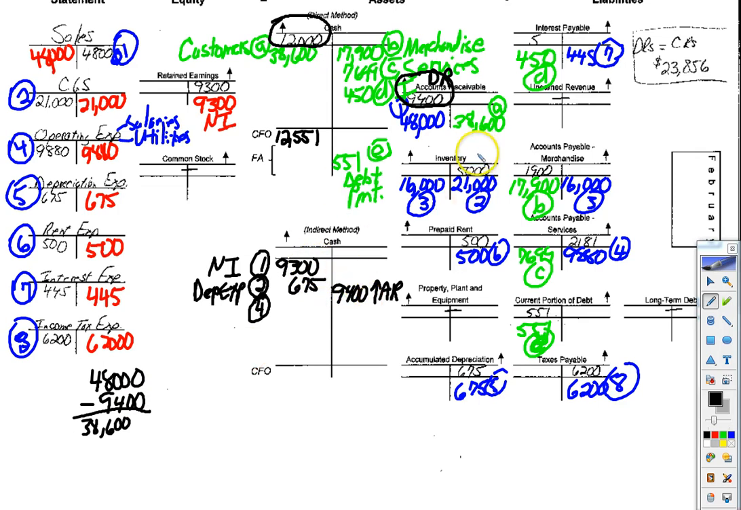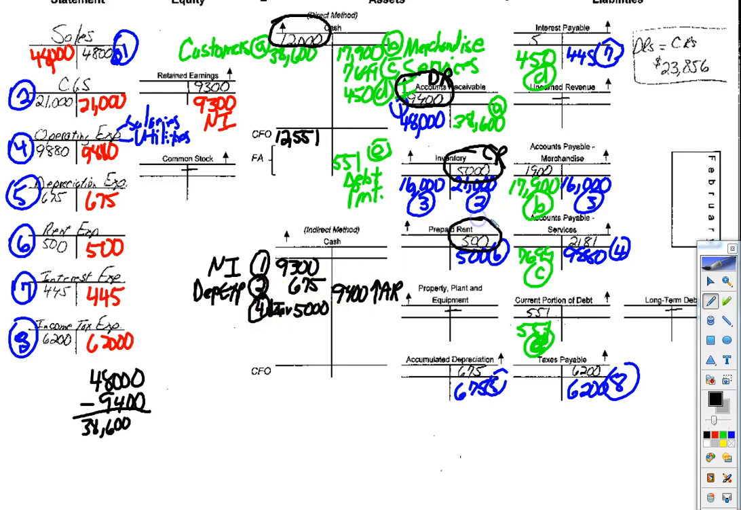Okay, the next one is inventory. Inventory went down. That is a credit. So that's on the credit side. I'm going to put it here on the debit. And again, that is a decrease in inventory, INV. I'm just going to abbreviate that. So I have a credit to inventory, debit cash down here, decrease inventory.